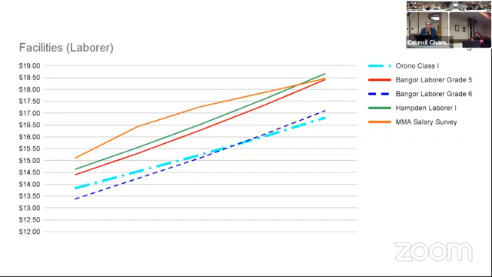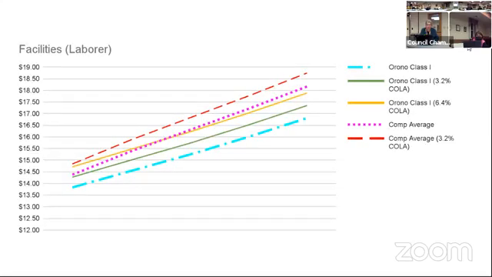So we did the same thing with a facilities operator. And I don't know that you need me to go through each and every piece here, other than to try to share and illustrate that we're pretty low. And there's facilities with the raises again.